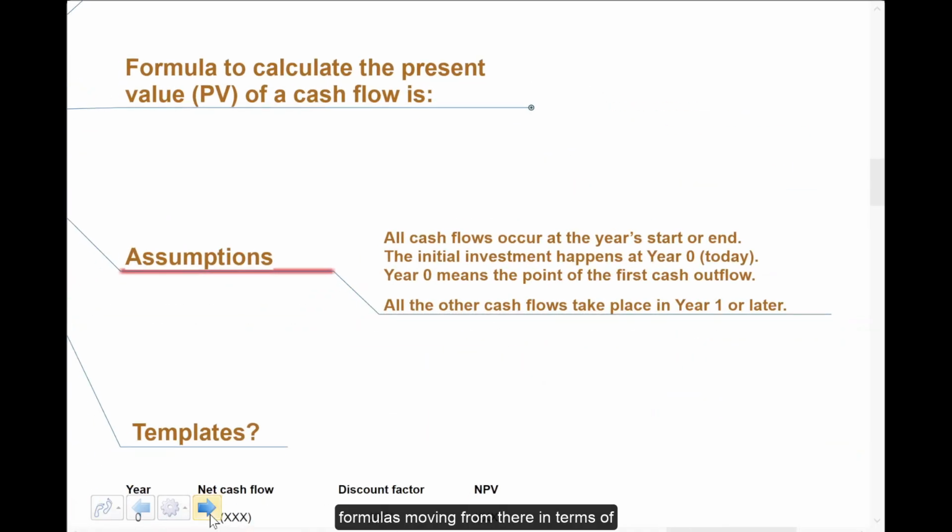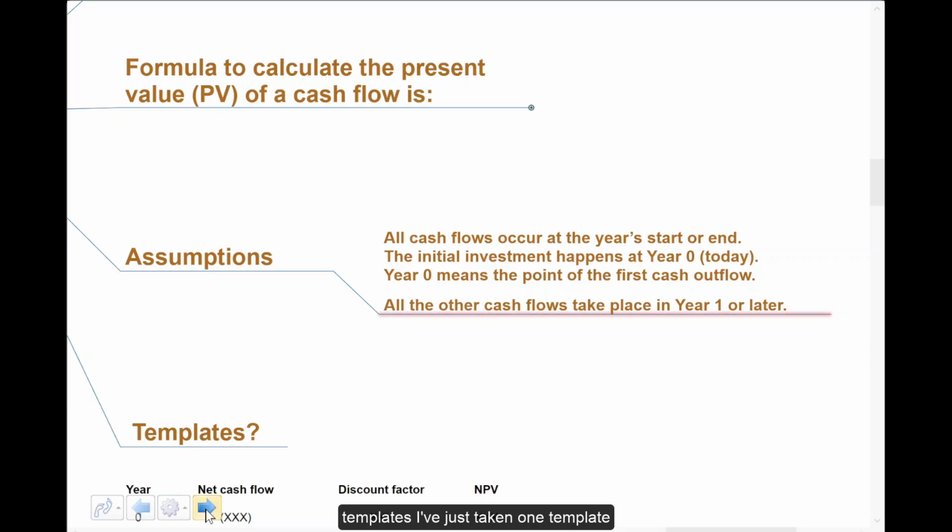Moving from there, in terms of assumptions, okay, this is quite important. We're going to say that cash flows occur at either year start or year end. Certainly today, right now, is year zero, okay? And year zero, note, means the point of the first cash flow. Now, more often than not, nine times out of ten, that will be the initial outlay or the initial setup costs. So you'll have year zero or T0, perhaps, let's say $500,000 going out, setup costs, and all of the cash flows from year 1, 2, 3, etc.